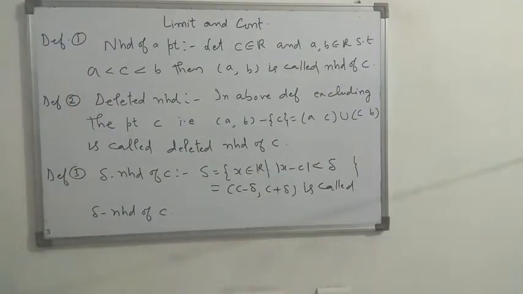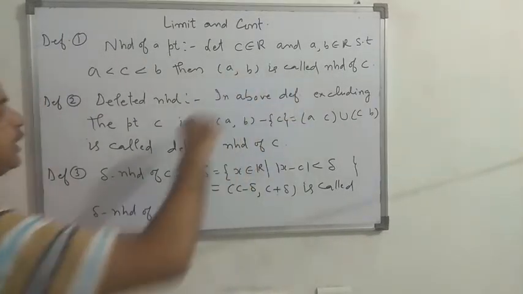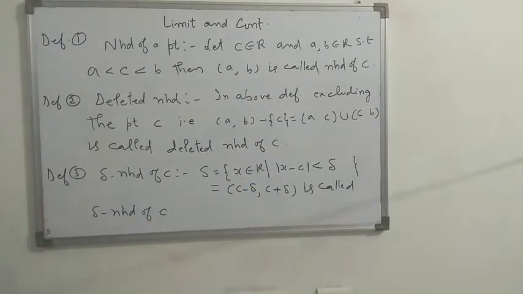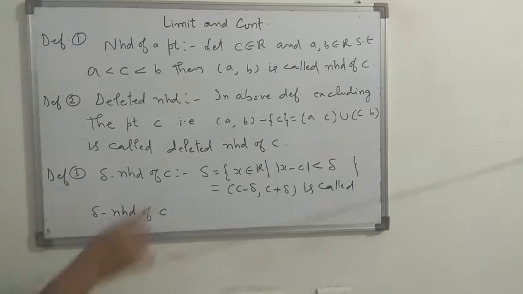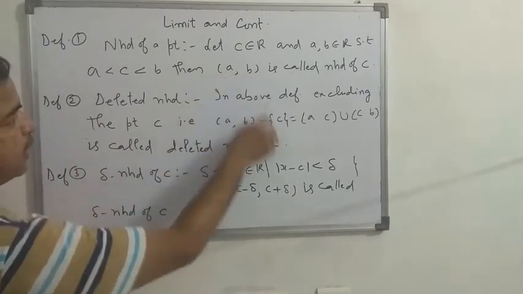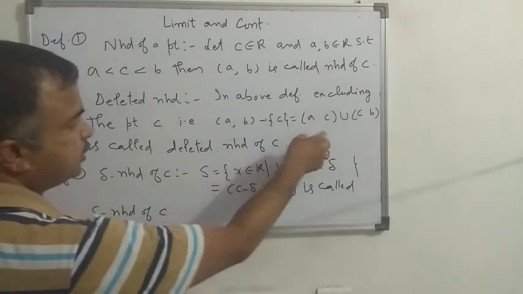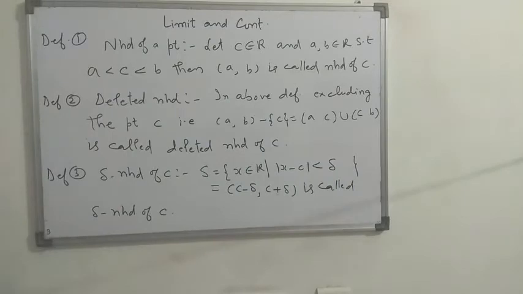Second definition, deleted neighborhood. In the above definition, excluding the point c, that is, we are not considering the point whose neighborhood we are considering. So the open interval (a, b) minus the point c, that is, (a, c) union (c, b), is called the deleted neighborhood of the point c. That is, the point whose neighborhood we are considering is deleted.